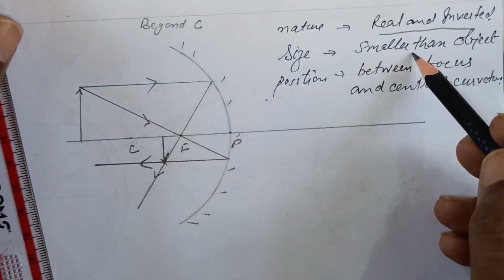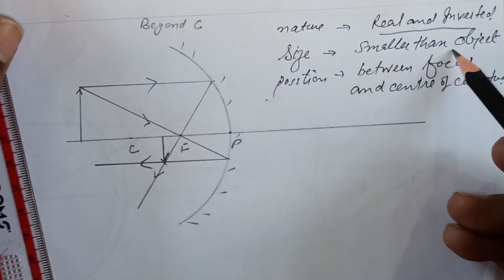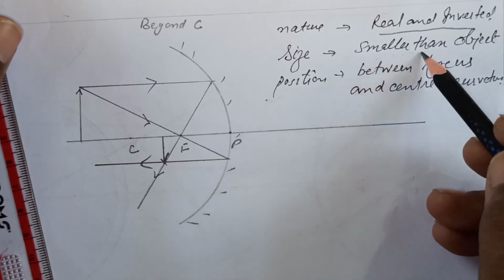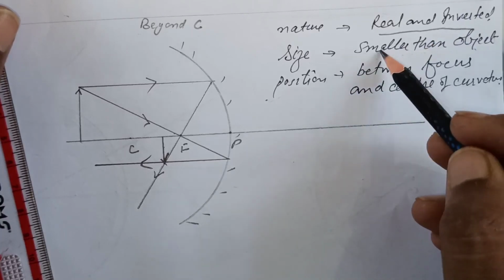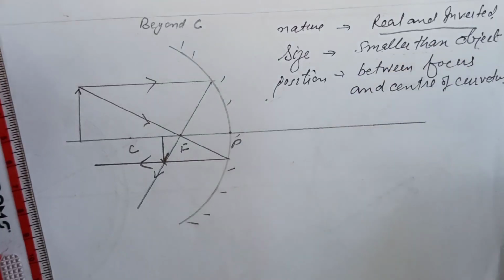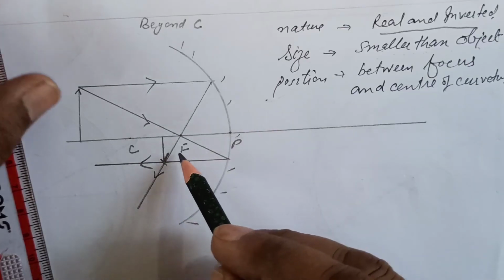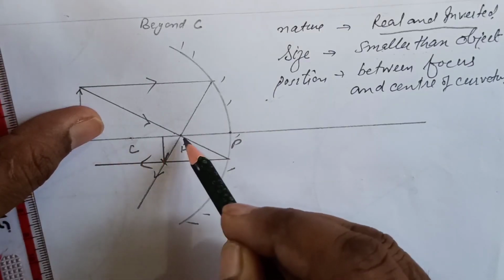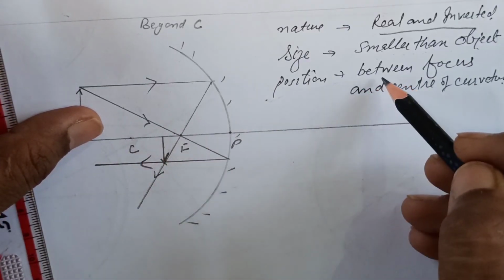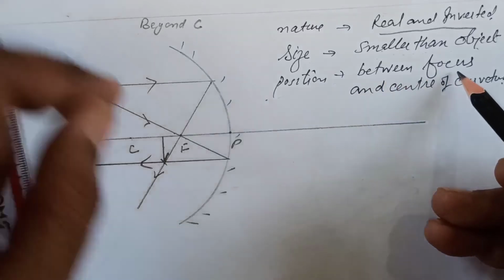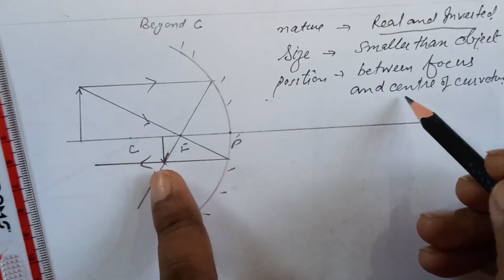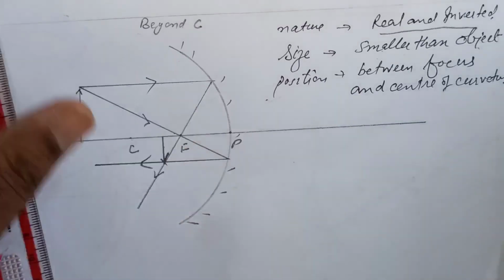So what is the answer for this? Smaller than the object means the image is smaller than the object. Image is smaller than object. Now, the position where it is formed is between C and F. So the position of the image is between focus F and C, the center of curvature.